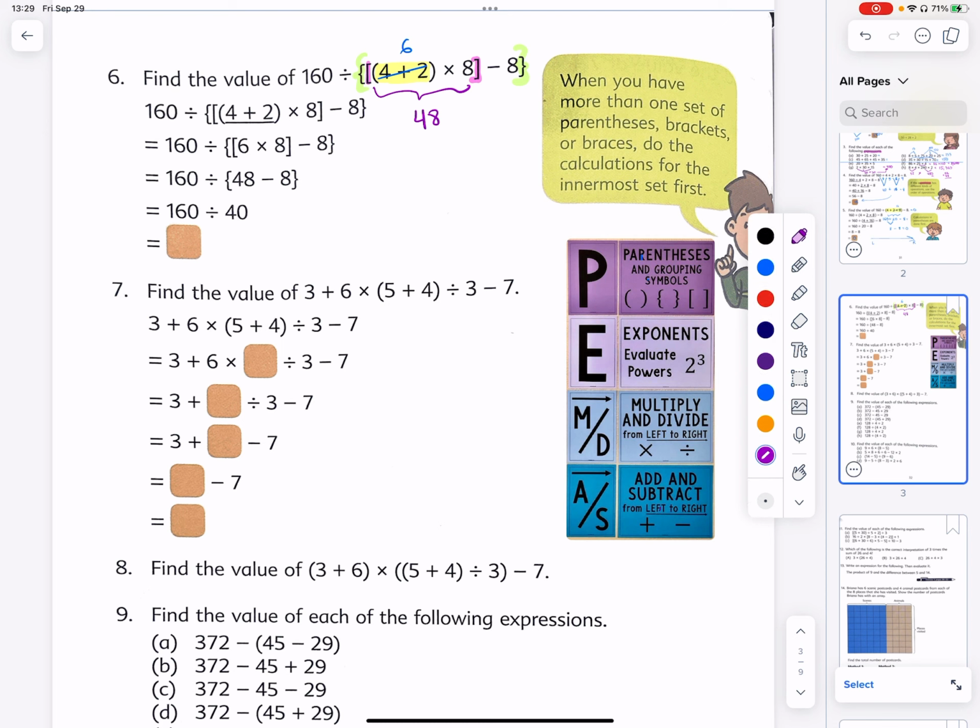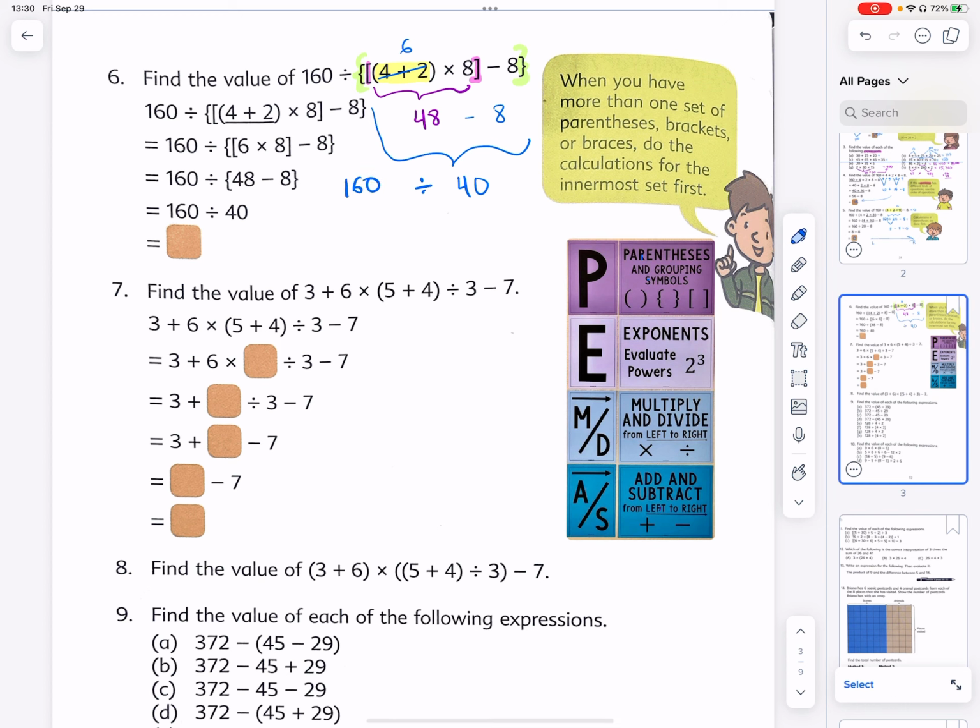And then finally, I don't have a nice green color. How disappointing. I'm going to solve the green parentheses. How interesting. I just had different colors, including green. We're going to solve the green set, and that is 48 minus 8 gives us 40. Let's not forget, we had a division in front of all of these brackets and parentheses, and 160 divided by 40 will give you 4.